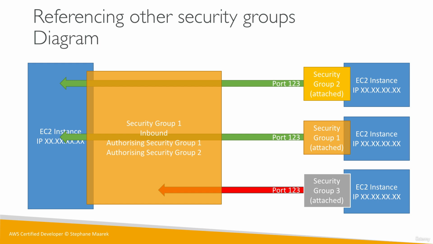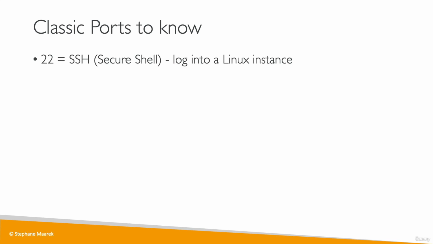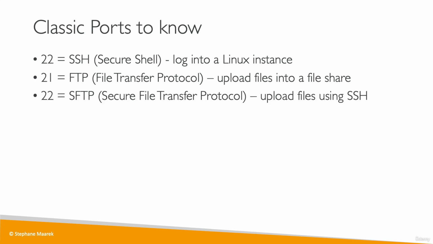Again, just remember this diagram, and by now you should be really good at security groups and understand them correctly. Now, going into the exam, what ports do you need to know? Well, we need to know SSH, or Secure Shell, and we're going to see this in the very next lectures. This is port 22, and this allows you to log into an EC2 instance on Linux. You have port 21 for FTP, or File Transfer Protocol, which is used to upload files into a file share. And you have SFTP, which is also using port 22. Why? Because we're going to upload files, but this time using SSH because it's going to be a secure file transfer protocol.